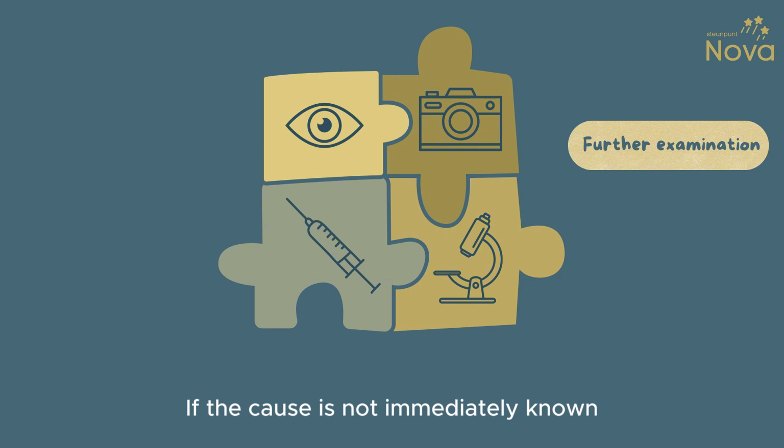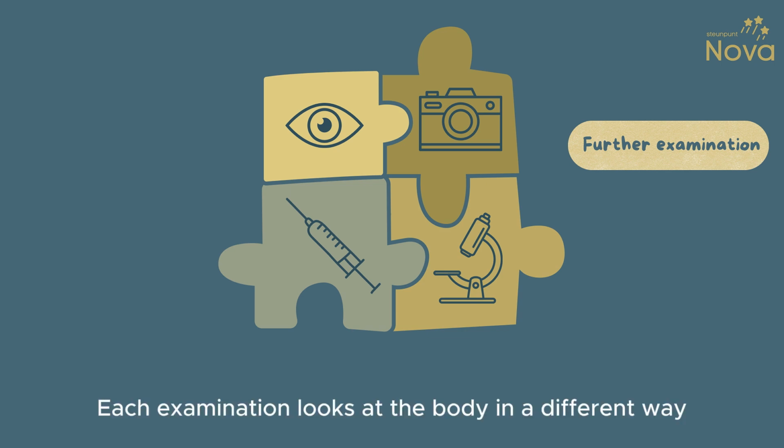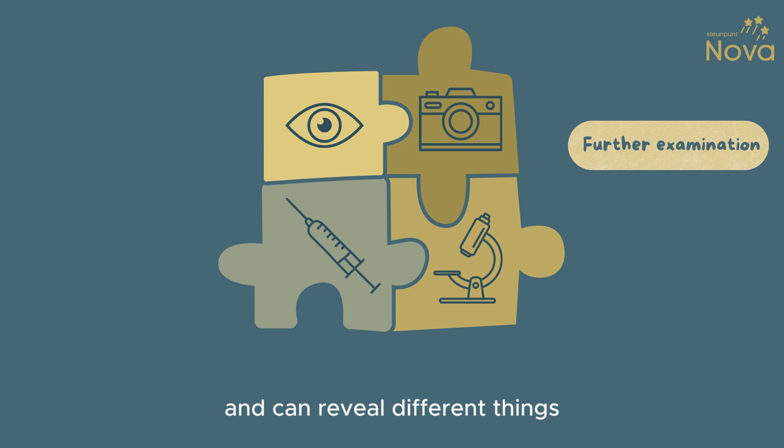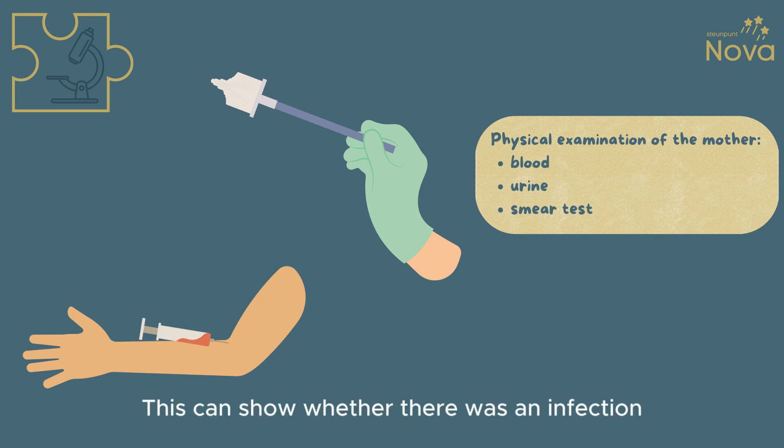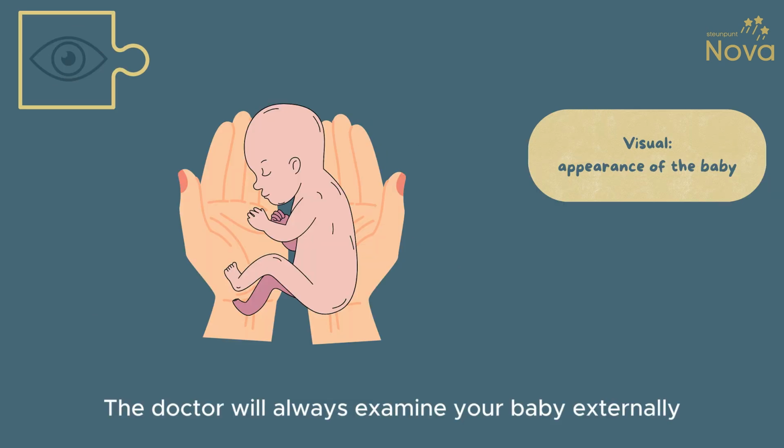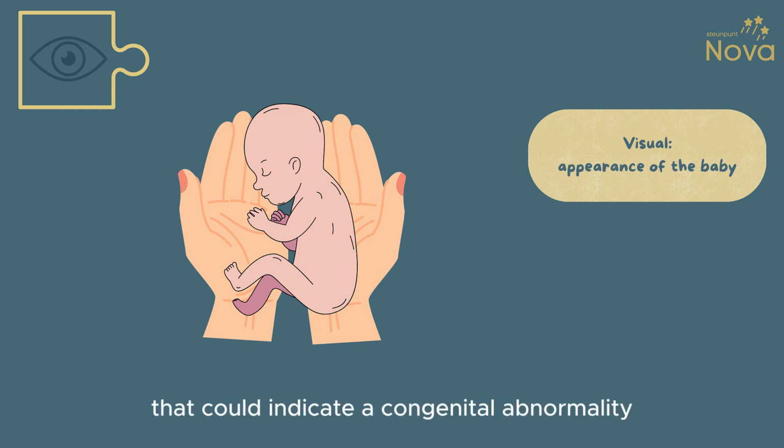If the cause is not immediately known, your baby can be examined further. There are different types of examinations. Each examination looks at the body in a different way and can reveal different things. The mother's blood, urine, and a smear test can be examined. This can show whether there was an infection or virus that reached the baby via the placenta. The doctor will always examine your baby externally. He will look for anything that could indicate a congenital abnormality. Depending on what the doctor sees, he will discuss whether further examination is necessary.